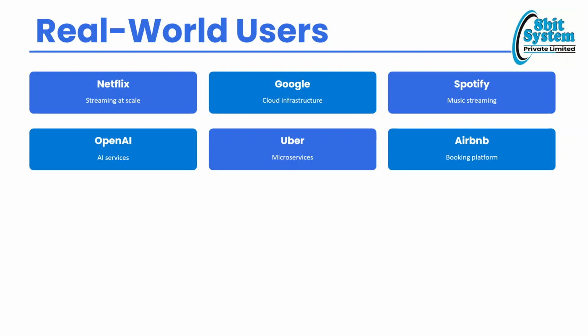Airbnb manages booking infrastructure. These are not experimental startups. They are the most demanding tech companies on earth right now. They choose Kubernetes because it solves real-world critical problems. If it is good enough for Google and OpenAI, it's worth learning for your career.